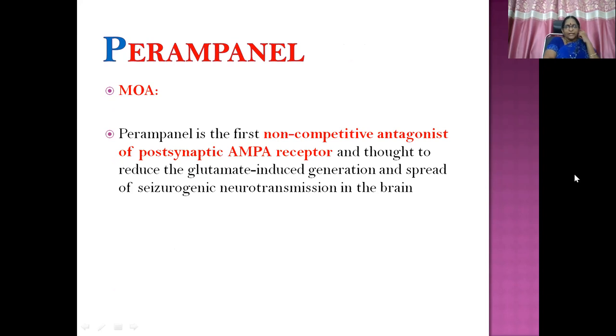Then perampanel, mechanism of action is first non-competitive antagonist of postsynaptic AMPA receptor. So it reduces the glutamate-induced generation, neuronal firing that it is blocking. So that's how it produces its anti-epileptic action.